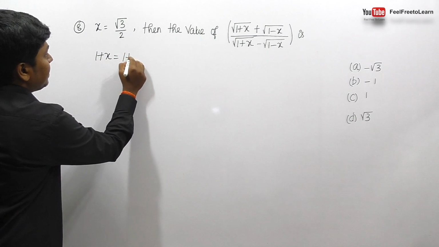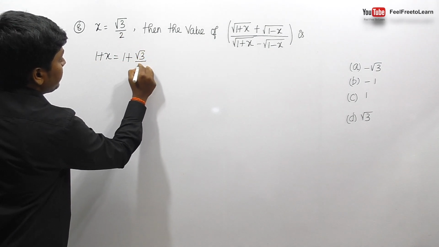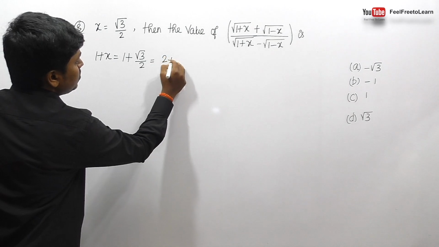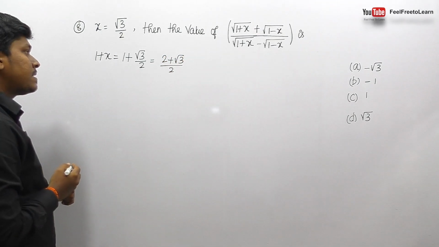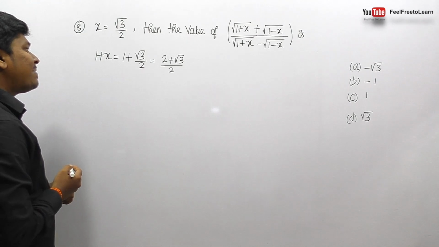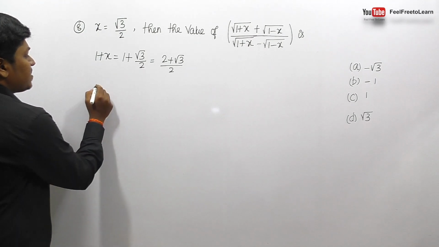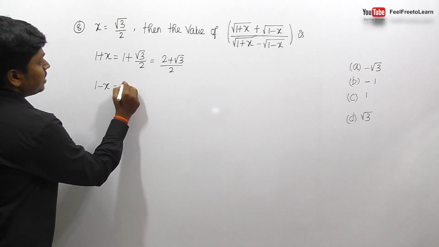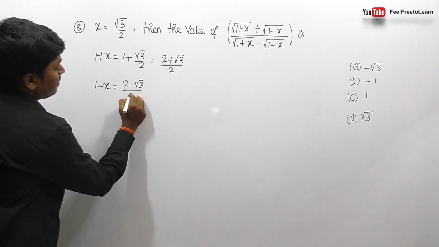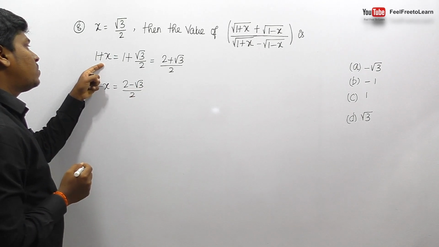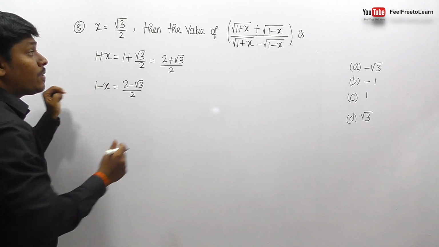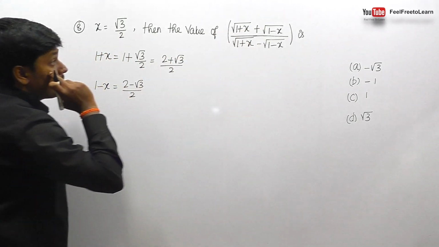So 1 plus x is equal to 1 plus root 3 by 2, which can be written as (2 plus root 3) divided by 2. And 1 minus x will be (2 minus root 3) divided by 2, right? So friends, listen carefully. Our target is to find root of 1 plus x, and also we need to add root of 1 minus x.